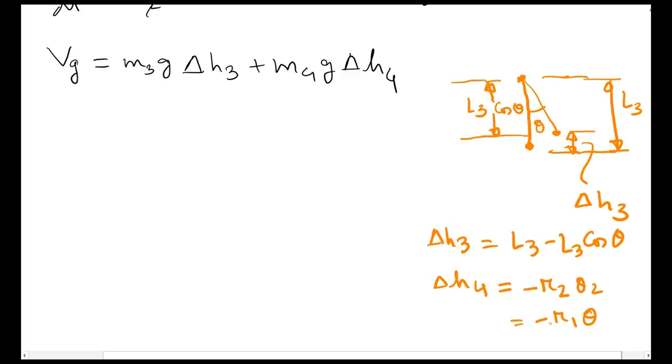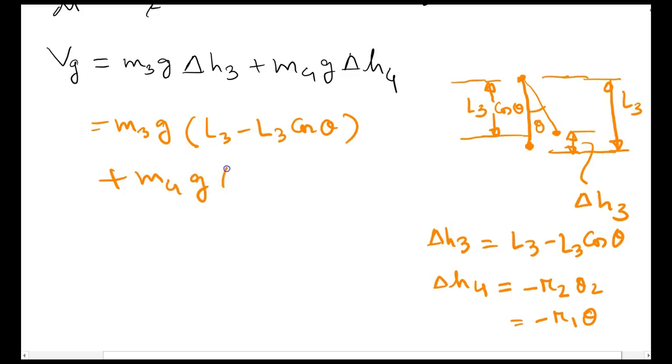Alright, so now substitute these two values into this equation. The equation becomes M3 g times L3 minus L3 cos theta, plus M4 g times negative R1 theta.